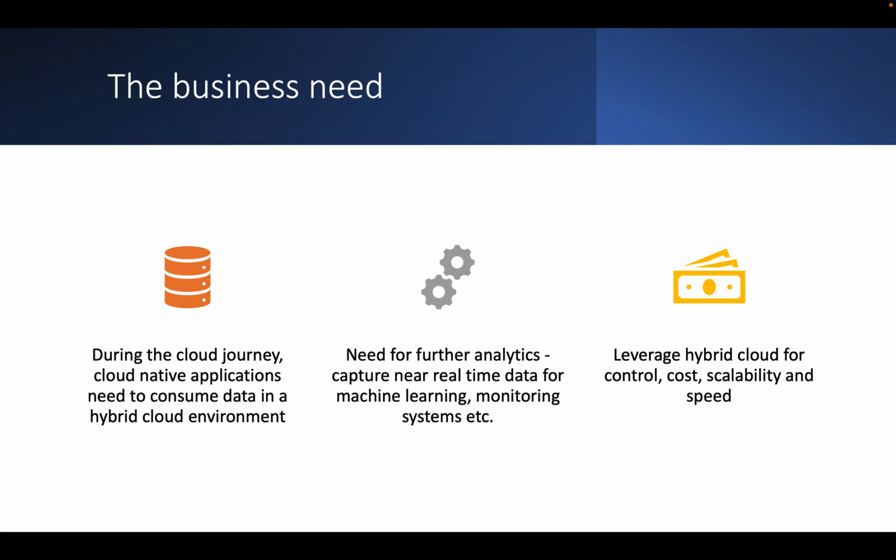So there are different clients in the journey to cloud that need different applications on the cloud or on-prem to consume data from their upstream applications. These could be on the data center or public cloud or a private cloud. There's also the need for further processing, for further analytics, say for machine learning or for monitoring the system in near real time, etc. And basically the whole advantage of having this solution is to leverage the hybrid cloud environment for maintaining the cost, scalability, and speed.